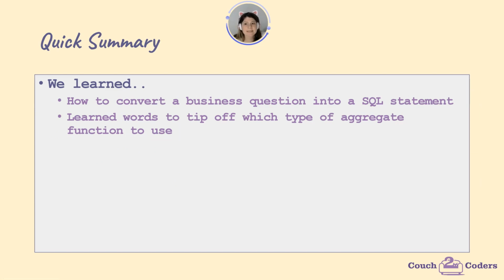So quick summary. In this lesson, we learned how to convert a business question into a SQL statement. We also looked at what that looks like in our BigQuery server using our taxicab data. And we learned words to tip off which type of aggregate function to use. In our next lesson, you're going to get a chance to practice some of these aggregate functions on your own.